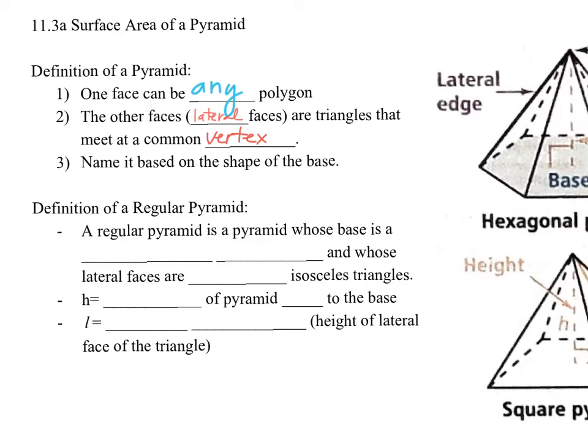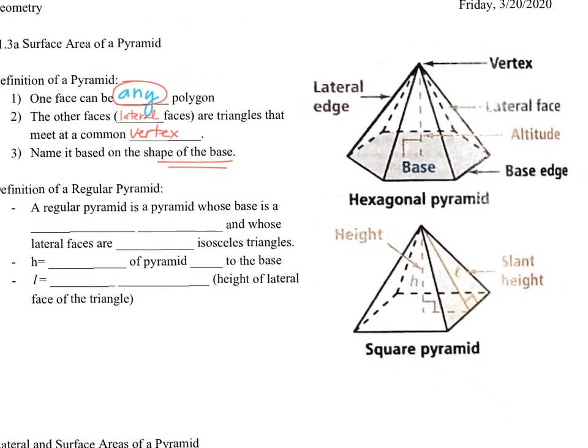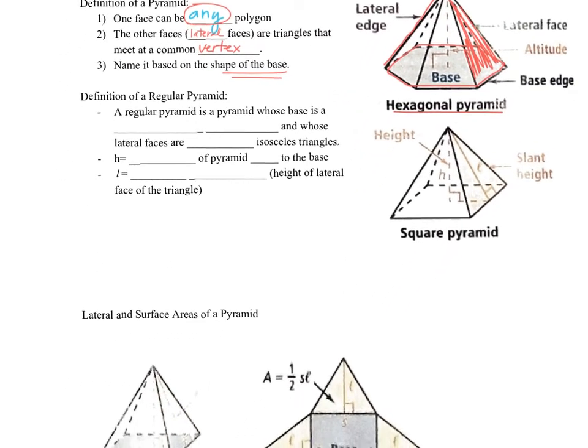You name it based on that any polygon, which we call the base. Okay, so based on the shape of the base. If you look at this picture over here, your base here is a hexagon. That's this figure. This is a hexagonal pyramid. The triangles will always all meet up here. You have a lateral face, which would be one of the triangles. The lateral edge is one of the sides of that triangle. And I will show you in just a minute one other part that comes into play with that.